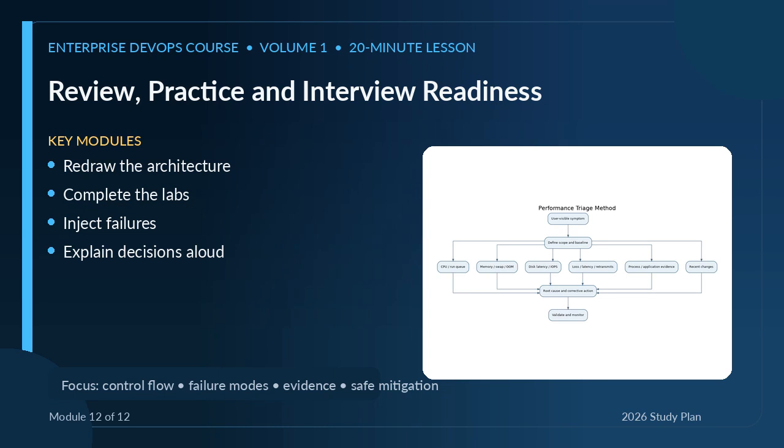Clarify impact. Establish scope. Check recent changes. Collect evidence. Form and test hypotheses. Mitigate safely. Senior-level performance is demonstrated not by memorizing commands, but by making reliable decisions under uncertainty.